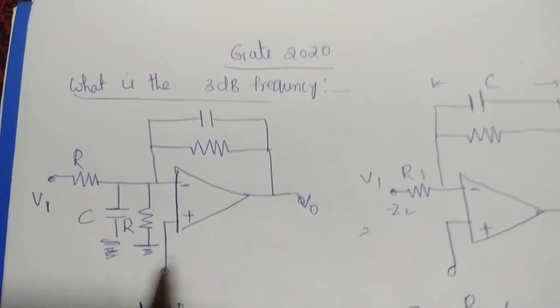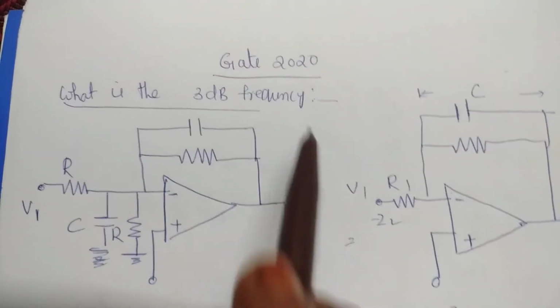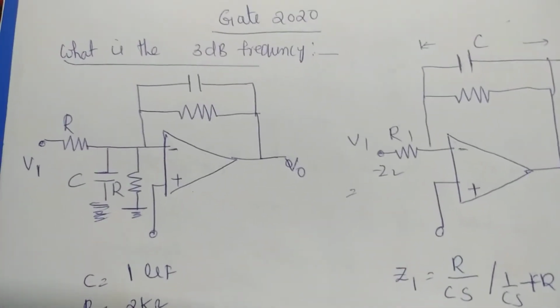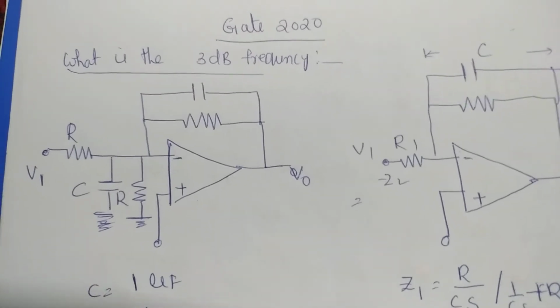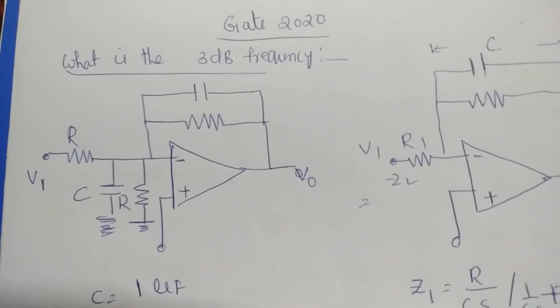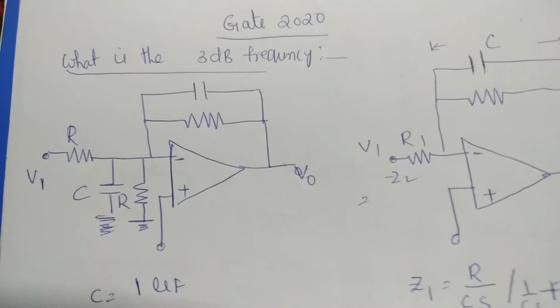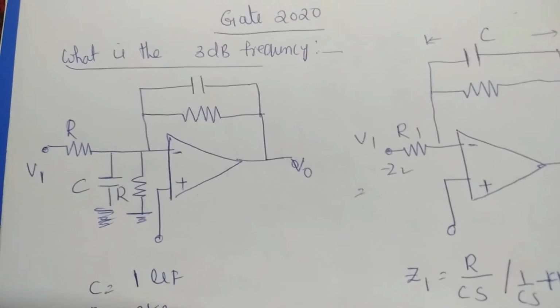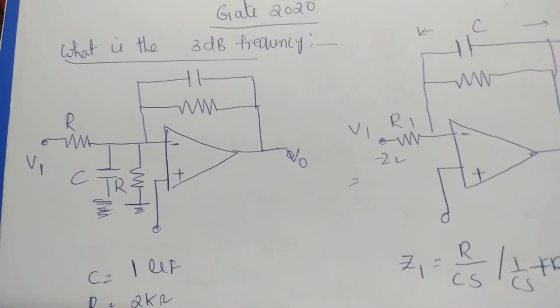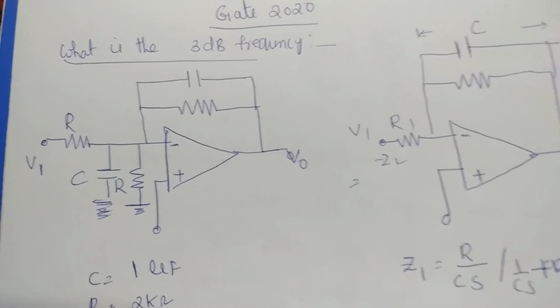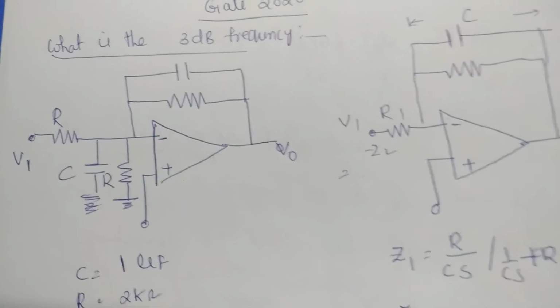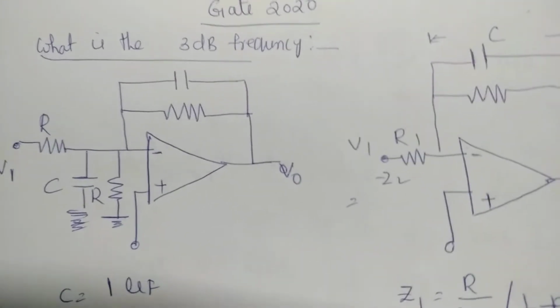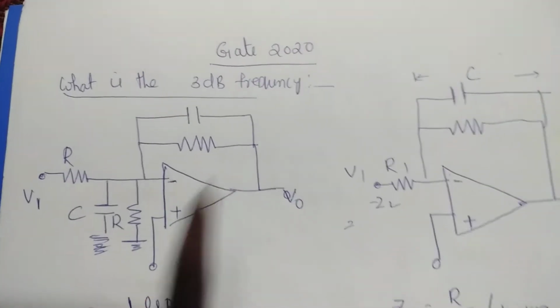So for this question, what is the 3 dB frequency? What does 3 dB frequency mean? It is the frequency at which the gain is reduced by a factor of root 2. In my previous videos I already explained different definitions of 3 dB frequency; go through them once and refer to that. So you have to find the 3 dB point.